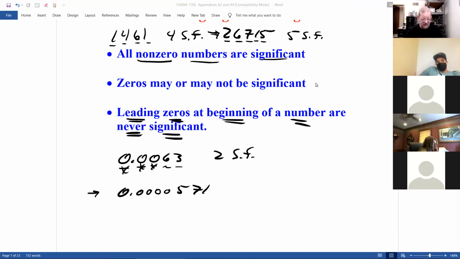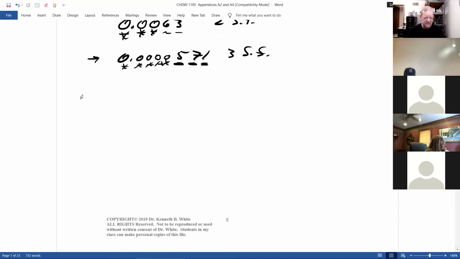And let's take a look at this. Lead zeros are not considered significant ever, but non-zero numbers are. And we've got 1, 2, 3. So this would have 3 significant figures. Now let's continue on with zeros.